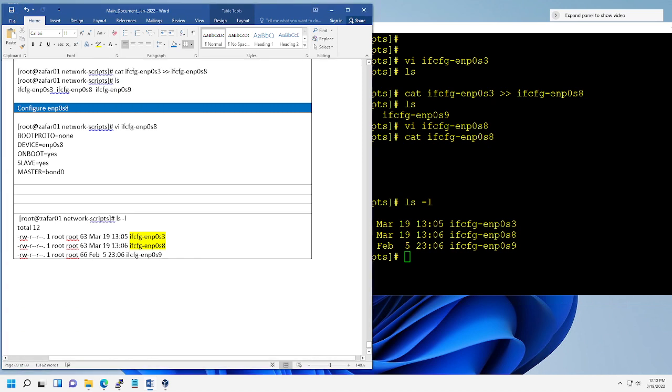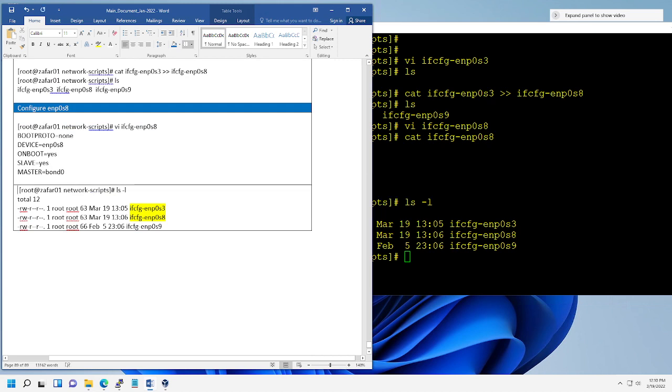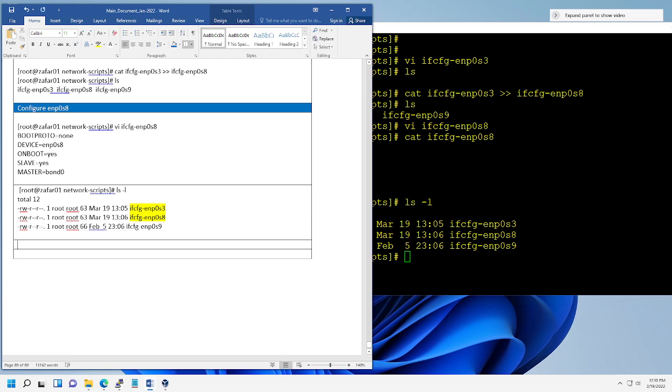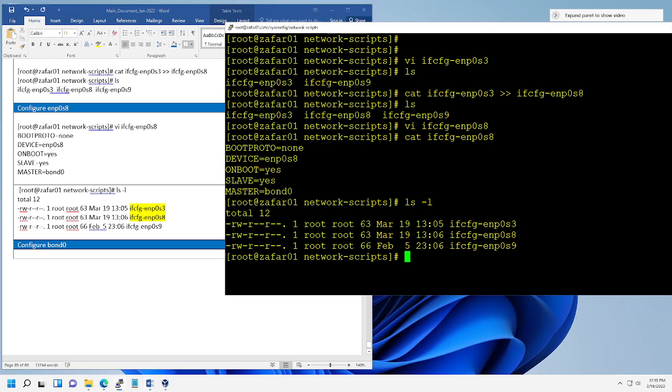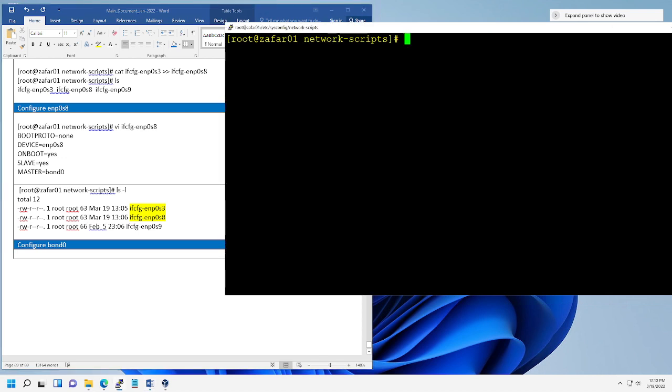Now we are here so far. Configure bond0. So bond0 doesn't exist, right? If something doesn't exist, what you do is you could do vi bond0. When you save and exit, it will create one for you.